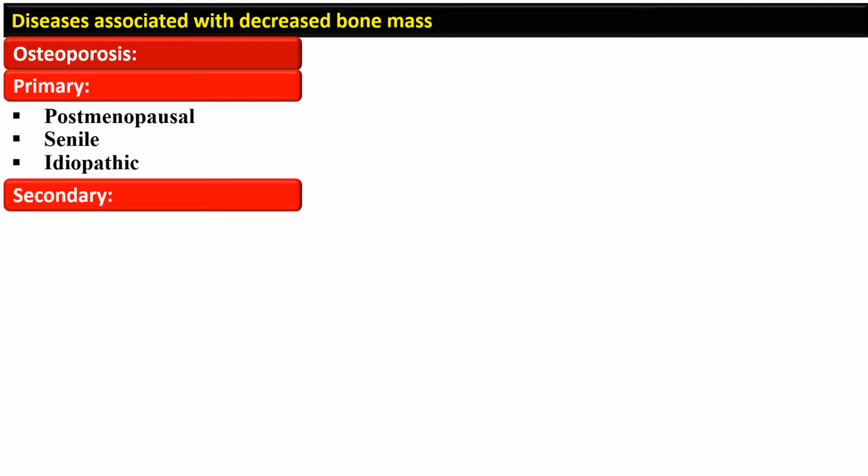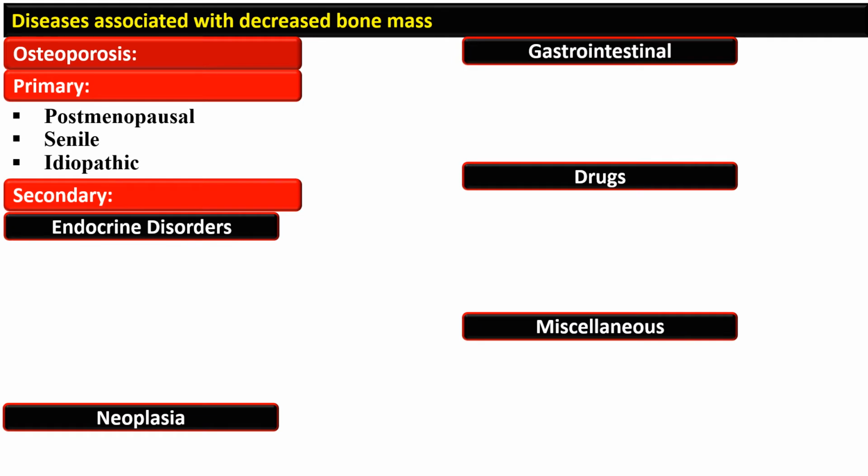When it occurs in postmenopausal women, it is termed as type 1, and when it occurs in elderly people, it is termed as type 2. The osteoporosis is labeled as secondary when it is associated with a defined etiology.